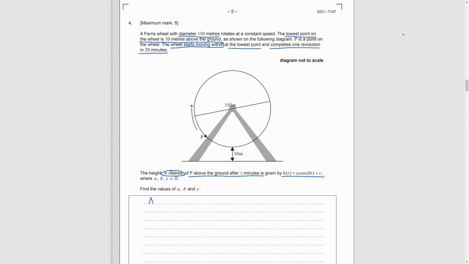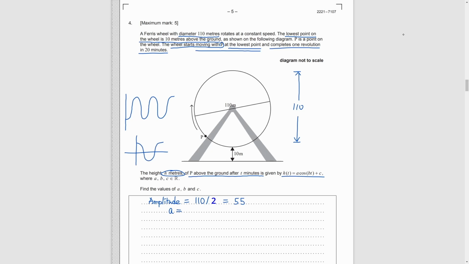Obviously, h is a periodic cosine function, so A is the amplitude, B is the angular speed, and C is the vertical translation. A is just the diameter of the wheel divided by 2. Be careful, as P moves from the lowest point, but cosine function starts from the highest point. We need to add a negative in front for vertical reflection.